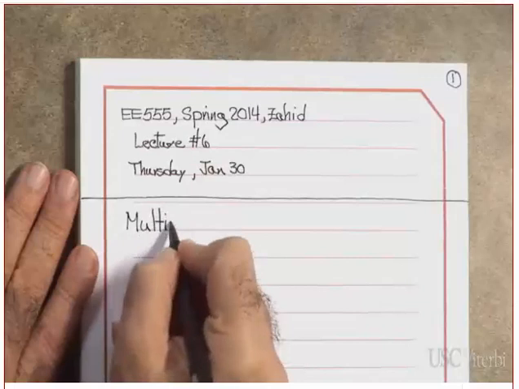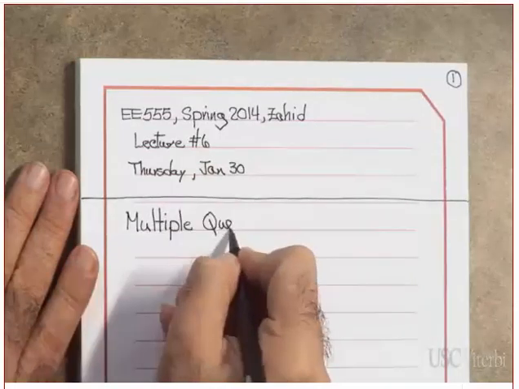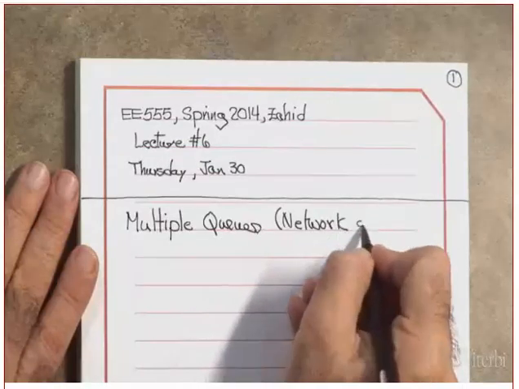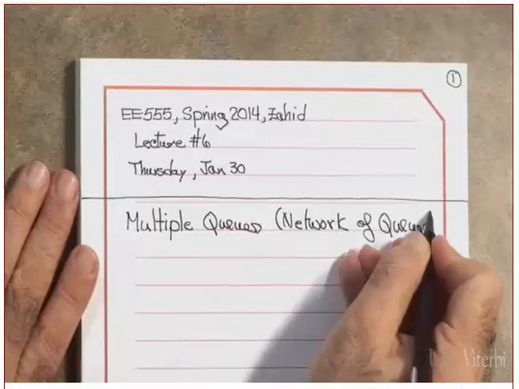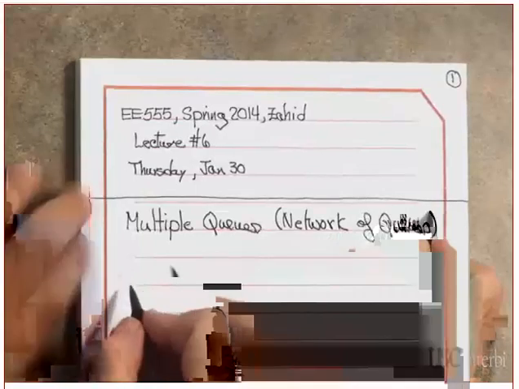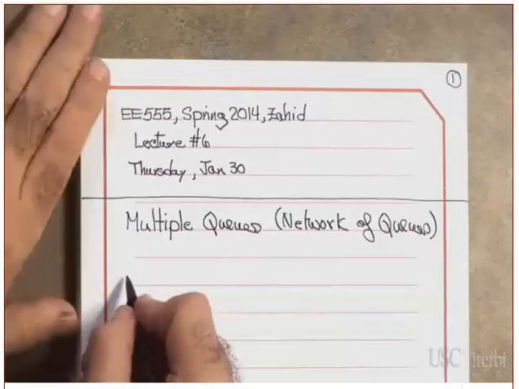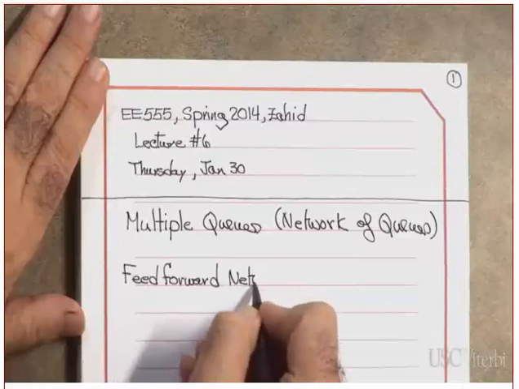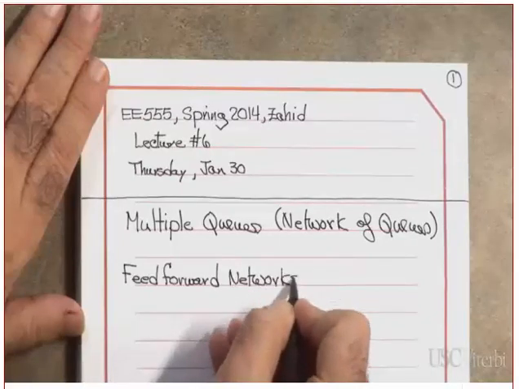or what we refer to as network of queues. Network of queues. Okay, let's start first of all with a simple case, which is what is known as feed forward networks. Feed forward networks, what does it mean?